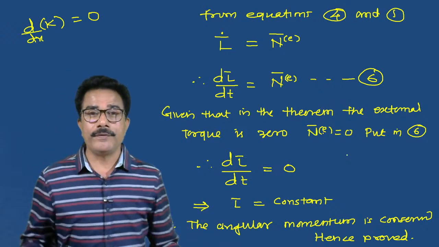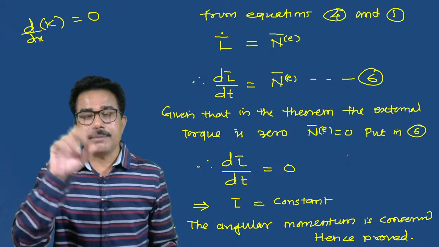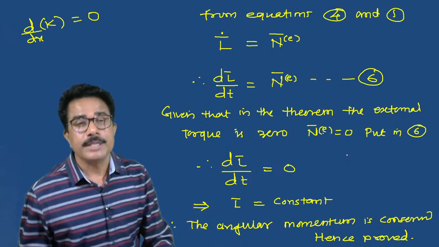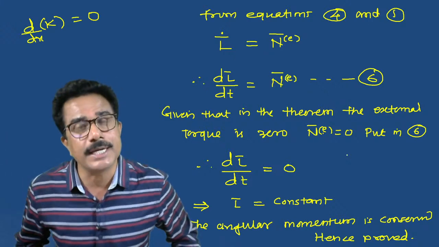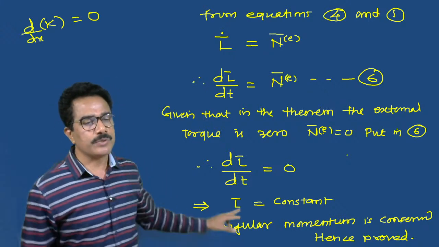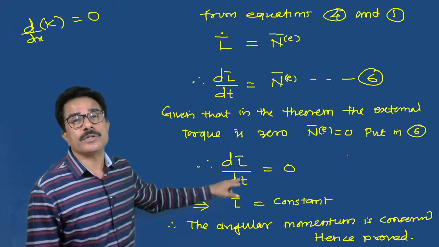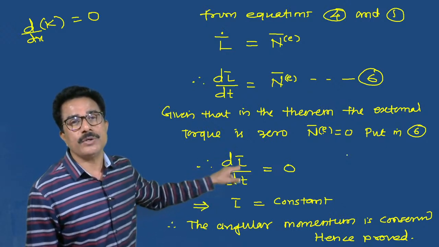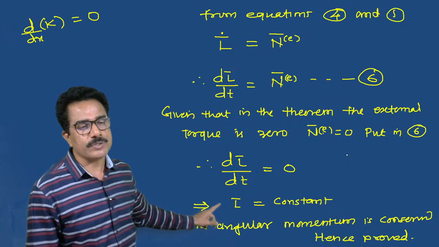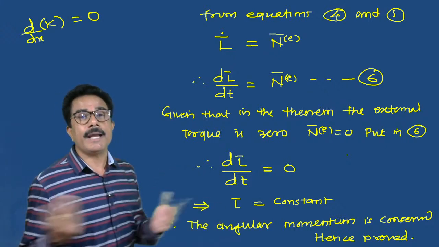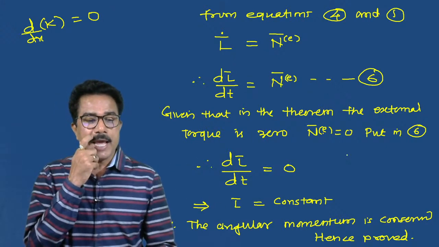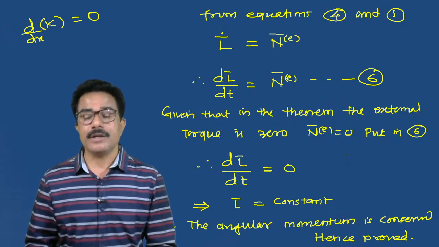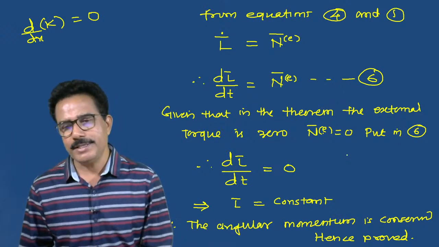If the derivative of any term goes to 0, then definitely we can say that the term must be constant. So dL bar by dt is equals to 0. इसका मतलब होता है dL का डेरिवेटिव अगर 0 है तो L must be constant, so L bar is constant. L bar means the total angular momentum is constant or conserved, and hence proved.